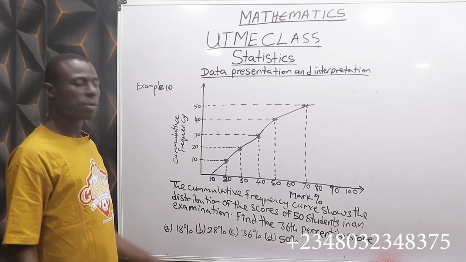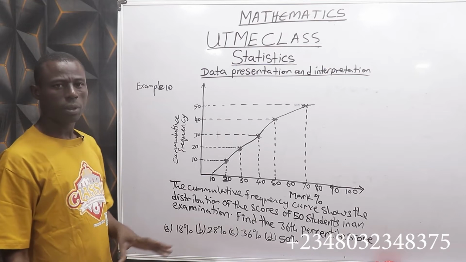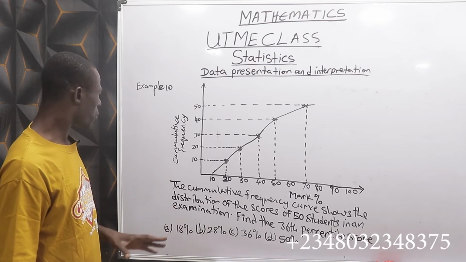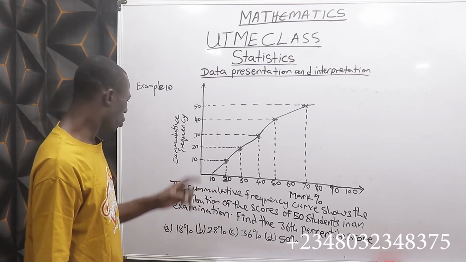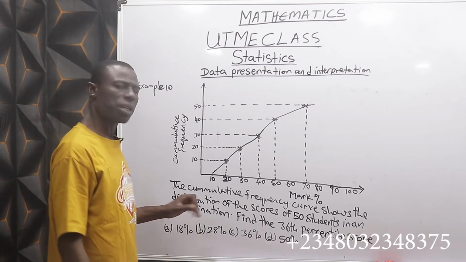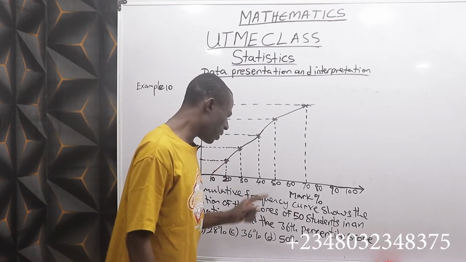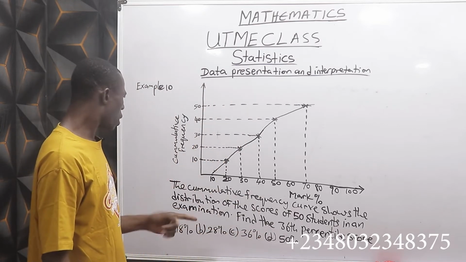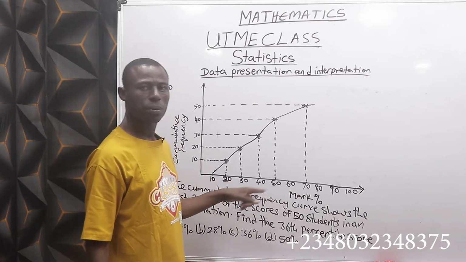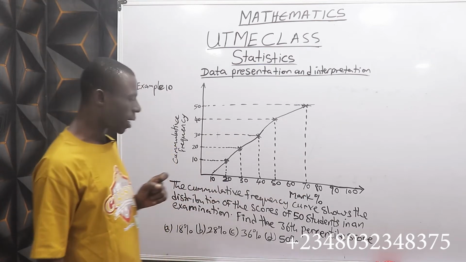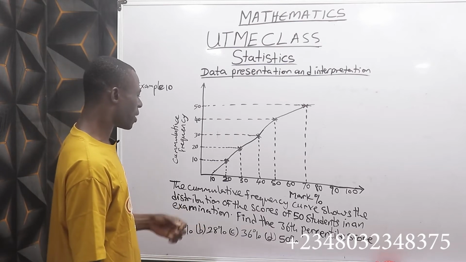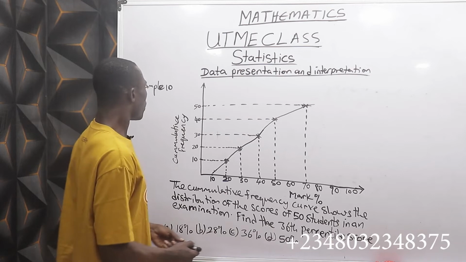Example 10. This is on OGIF, that is cumulative frequency curve. Please pay attention. The cumulative frequency curve shows the distribution of the scores of 50 students in an examination. Find the 36th percentile score. Don't forget that the scores here are given in percentage. Marks in percentage. You can see it in the graph. So we are to find the 36th percentile score.